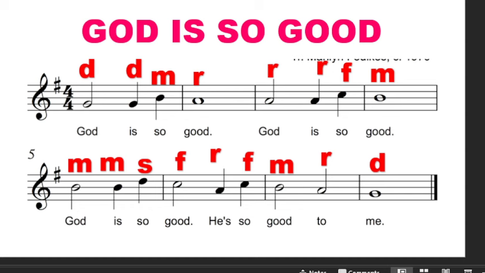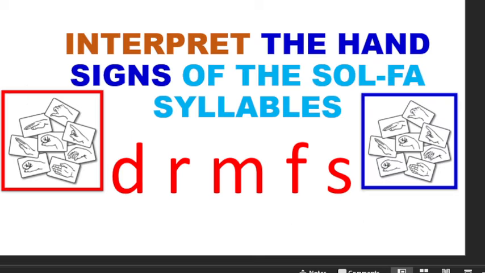Do, do, do, do, mi, re, re, re, fa, mi, mi, mi, so, fa, re, fa, mi, re, do. That was another example of singing the familiar tune using the solfa syllables. Now, interpreting the hand sign of the solfa syllables.